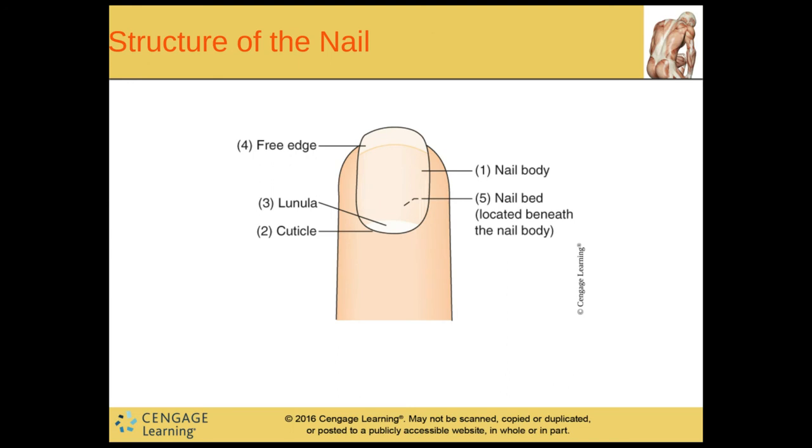And then here's the structure of a nail. So this is the lunula, right? So I always think of a luna, which is a moon. So this is like a half moon here. This is our cuticle. Okay. This is the nail bed, which is under the nail. Okay. This is the nail body. And then we also have the free edge of the nail. Okay.